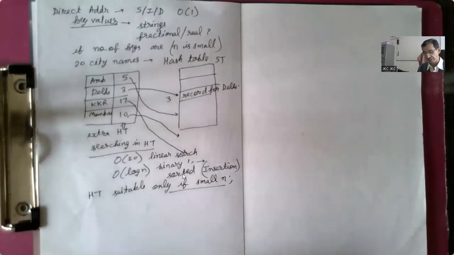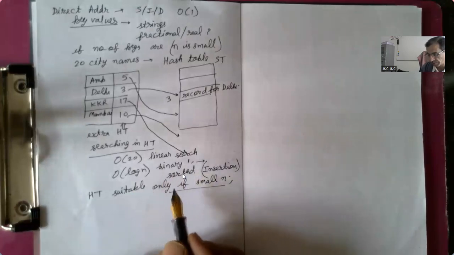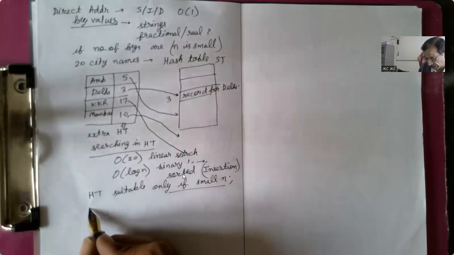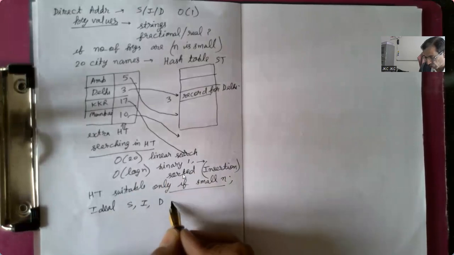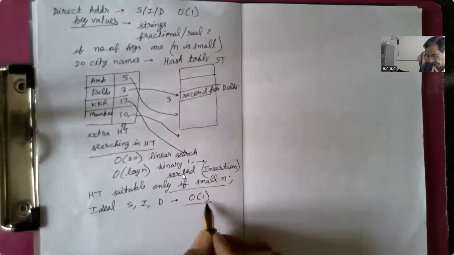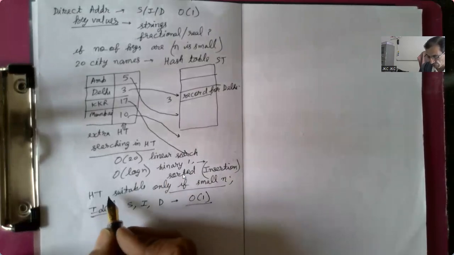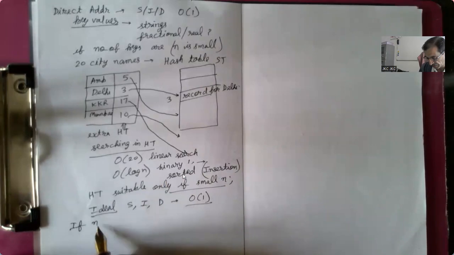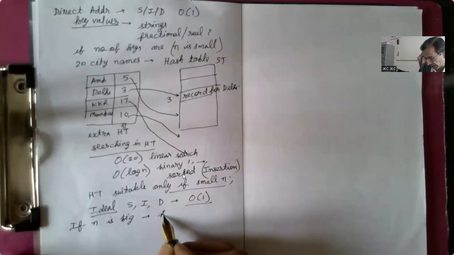In that case, I need a better solution because I can't afford the searching time, sorting time or deletion time to be order of something. Ideally, I will prefer that my searching, insertion and deletion should all be order of 1 if possible. That means my hash table is not a good solution if I have n to be big. Then what is the solution? If n is big or reasonable, then we have another solution which we call a hash function.